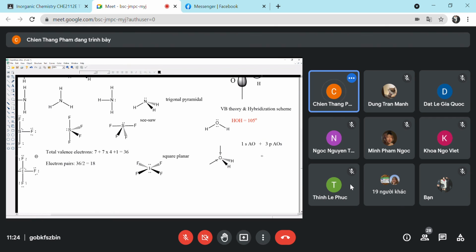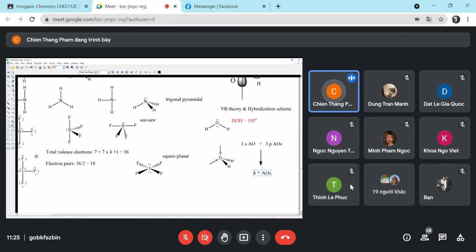Because 1 plus 3 is 4, you start from the 1s atomic orbital and the 3p atomic orbitals. So the first number is 4. And how many atomic orbitals? 4 atomic orbitals. The number of hybrid atomic orbitals is equal to the number of the initial atomic orbitals. 1 and 3 is 4.